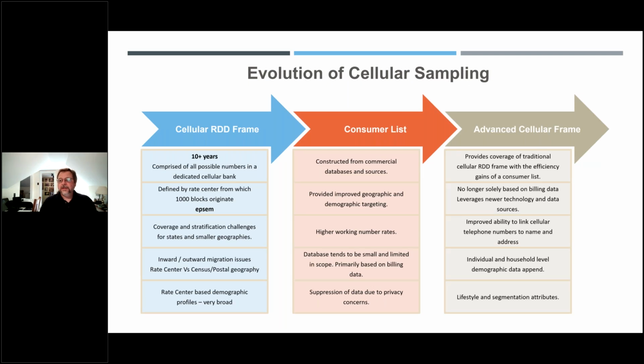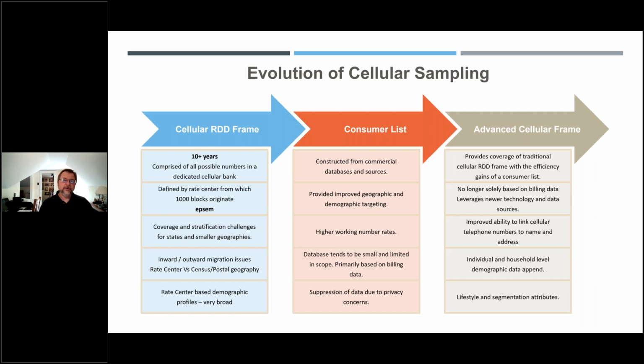So like I mentioned, the original cellular RDD frame was developed over 10 years ago. Again, it was just a simple database of all possible numbers. They were defined by rate centers, basically where the rate center were the 1000 block, which is the first 7 digits of a telephone number, where they were assigned, where they originated. And the only sampling methodology that was available at that time was a pure EPSEM sample.